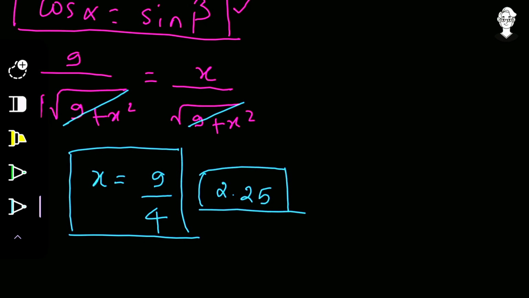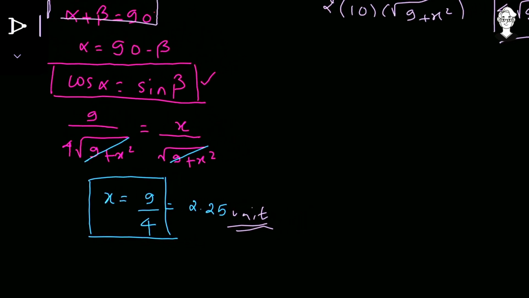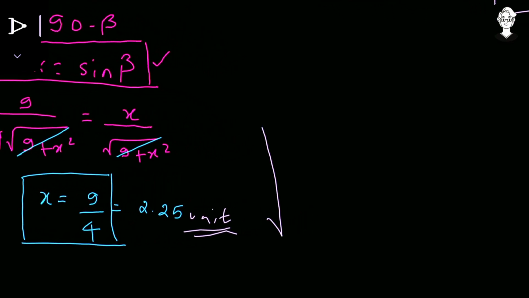Not approximately, it's the exact value because the denominator is 4. It's the exact value, that is 2.25. So x is equal to 9 upon 4, or else we can say 2.25 unit. Here no unit was given, so we can say unit. So this is the answer to the question, that the radius of this circle is equal to 9 upon 4 or else 2.25. So this was my method to solve this particular question.